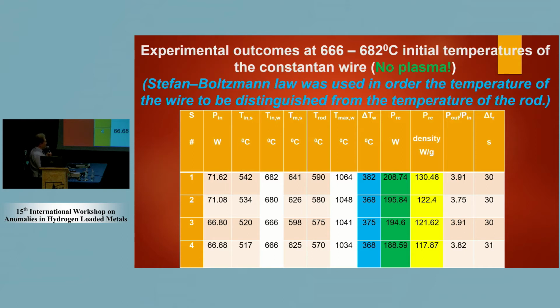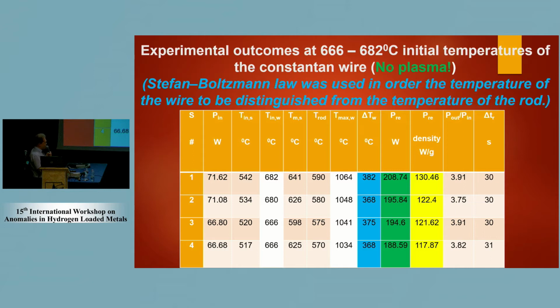So now, here we have the released power in watts. Close to 200 watts, a little bit less in certain experiments. Here we have the density of the released power per gram of the constantan wire. Here, a huge density. It cannot be afforded by chemical reactions. And here we have the output power related to the input power.